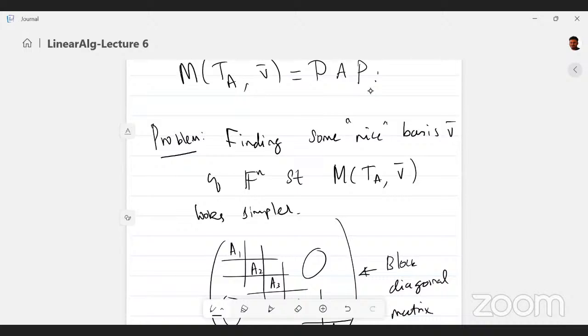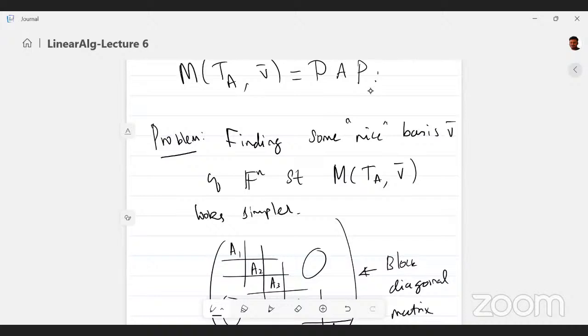So that means finding some new basis with respect to which the matrix looks simpler is the same as finding some suitable canonical form from that similarity class. Okay, so that is why we are actually looking for some suitable basis, so that the matrix of that linear transformation with respect to that suitable basis becomes much simpler.